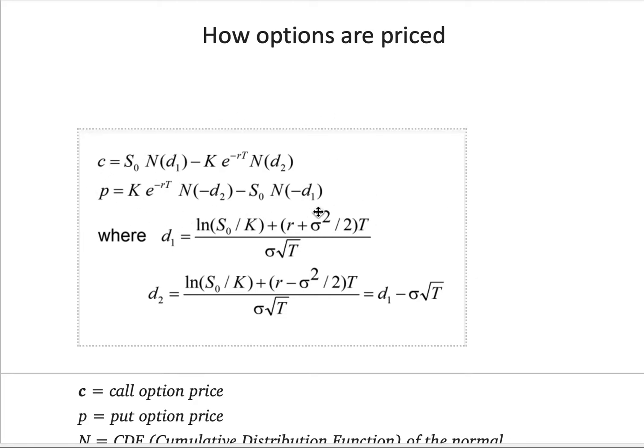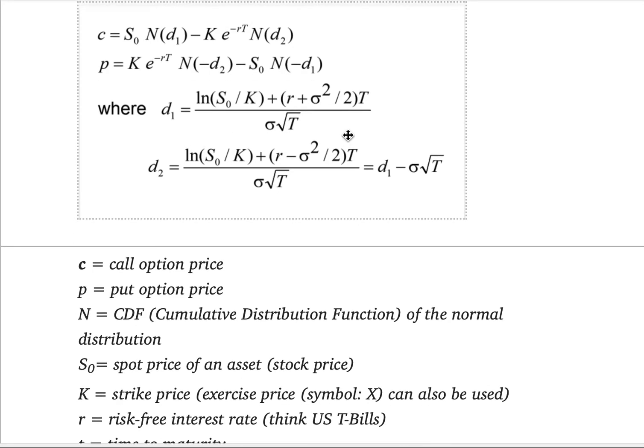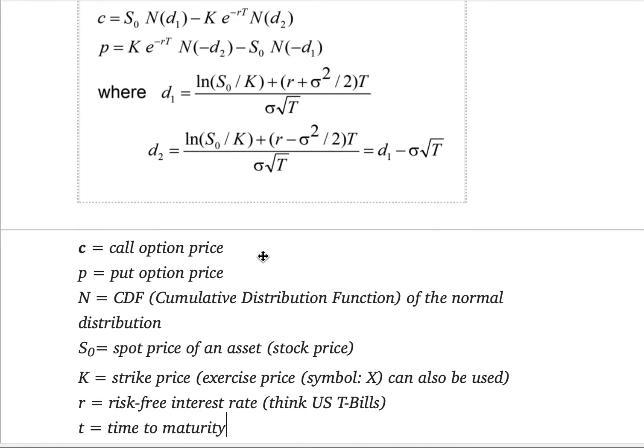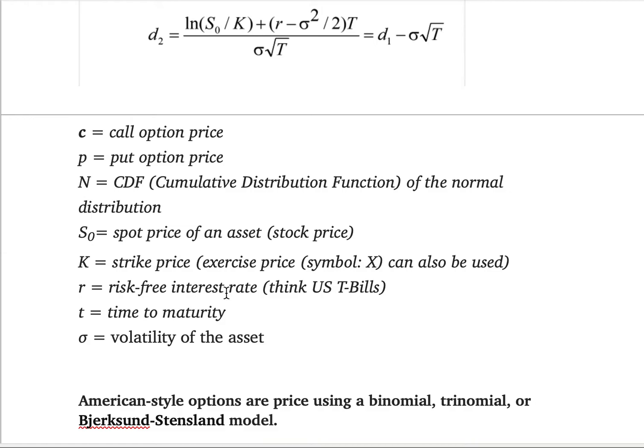Okay, very important. The Black-Scholes formula was constructed in 1973 by Fischer Black, Myron Scholes, and Robert Merton. What I want you to retain from this formula is that it is priced as a function of 5 variables. This is very, very important to understand.